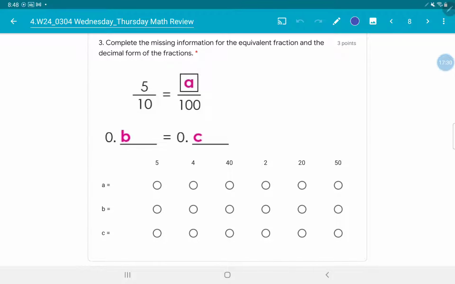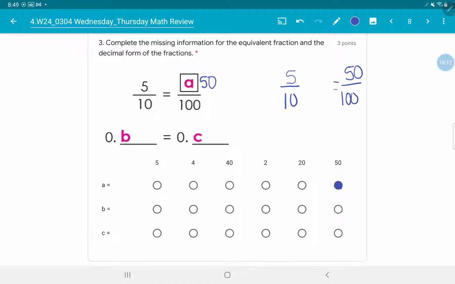5/10 is equal to how many 100ths? Olivia? 50. So A is going to be equal to 50. Mathematically, I could show that 5/10 is equal to 50 100ths by multiplying what? How would I get from 10 to 100? What would I have to multiply by? 10. 10 times 10 is 100. So if I do that to the denominator, I have to also multiply the numerator, or the top number, by 10, and that equals 50. So we know A equals 50.